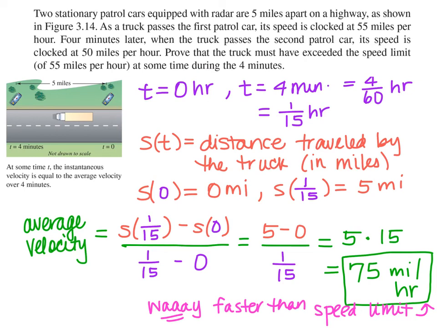And something else we can consider is the function of s of t. So that I'm going to use to represent the distance traveled by the truck, which is in miles, of course. So it hasn't traveled anywhere, technically, at time equals 0, so that's 0 miles. And after 4 minutes, or 1/15 of an hour, it's traveled 5 miles, because that's how far apart those two patrol cars are. So the average velocity, which is the same as f prime of c in our mean value theorem, is the s of 1/15 minus the s of 0, so that's 5 minus 0, all over our time here, so that's 1/15 minus 0.